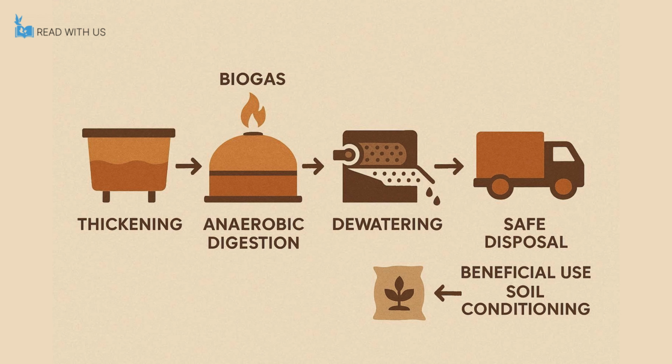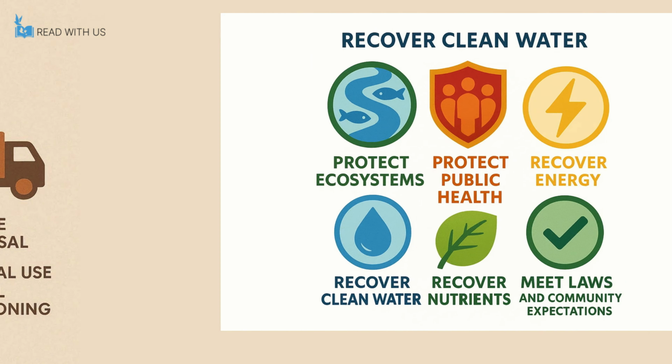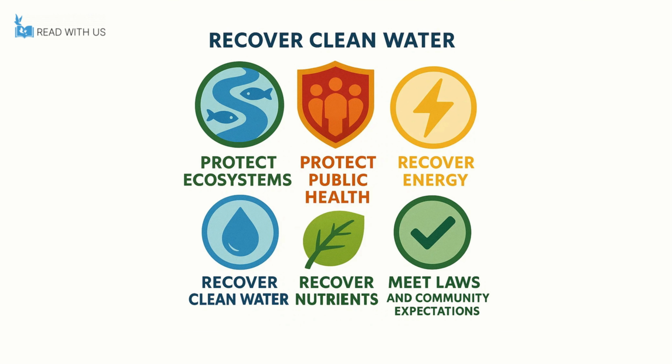Collected sludge from primary and secondary stages is thickened and stabilized by anaerobic digestion to produce biogas, then dewatered for safe disposal or beneficial use, such as soil conditioning, where regulations allow. Overall, the goal of wastewater treatment is to protect ecosystems and public health, recover resources like clean water, energy, and nutrients, and return water to the environment in a condition that meets legal and community expectations.